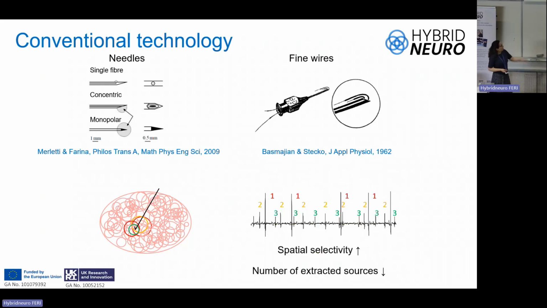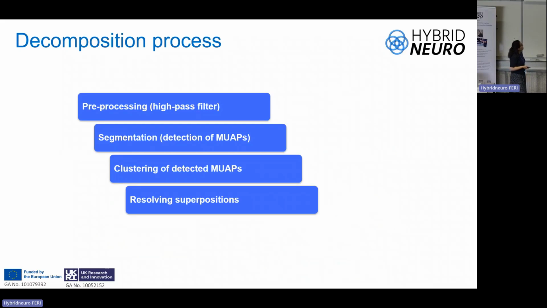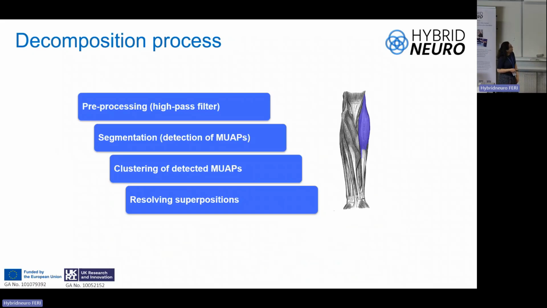Now, how do we actually do this sorting, this decomposition, when the signals are so sparse? You have heard a lot in the past days about blind source separation, but you know that blind source separation needs many channels to be applied, while in this case, we have only one channel with conventional technology. So the signal processing pipeline is a bit different. You normally start by pre-processing the signal, then you segment it, you do some clustering, and the last step is to resolve superimposition.